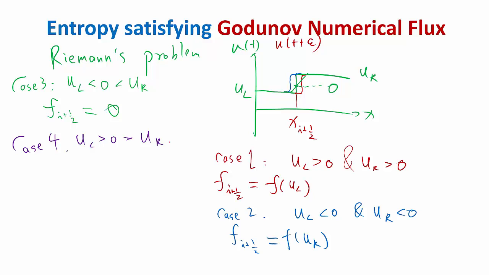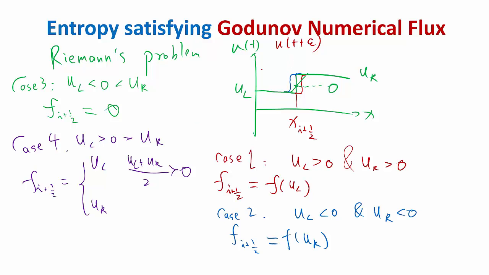Delta f over delta u, right. So f of i plus half should be either UL or UR depending on which direction the shock is moving. It depends on the half of UL and UR, which is the speed of the shock, greater or less than 0. Greater than 0, the thing is moving towards the right, then I should take UL, right?